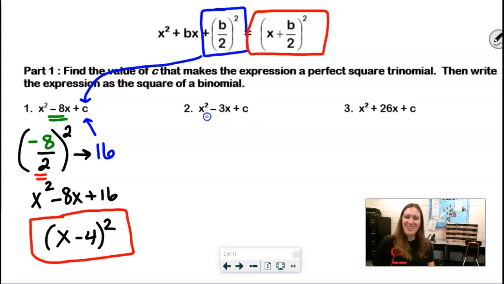Interesting. All right, so this next one, this isn't so great. Our middle term is a -3. Uh-oh. And you're supposed to figure out this C. Remember, same formula, is the quantity -3 cut in half, and then squared.